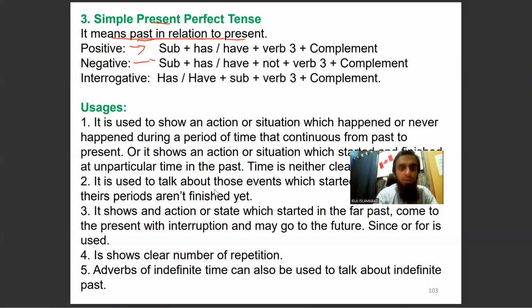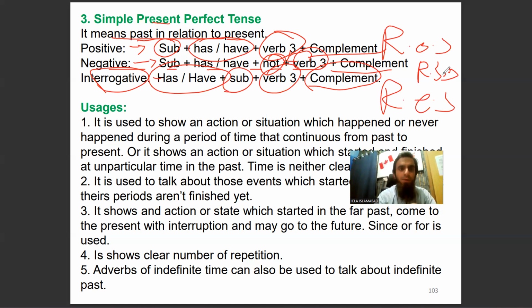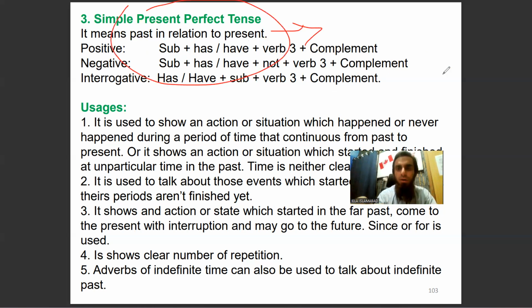Now, positive, negative, interrogative. How to make? Subject plus has, have, plus third form of verb, and the rest of the sentence. Negative, subject plus has, plus not, and verb third form after not, right? Plus rest of the sentence. Interrogative, has, have at the beginning, plus subject, plus third form of verb, plus rest of the sentence. Right? So this is the structure for present perfect tense, and it is used for recent past, the past that happened in recent time period.